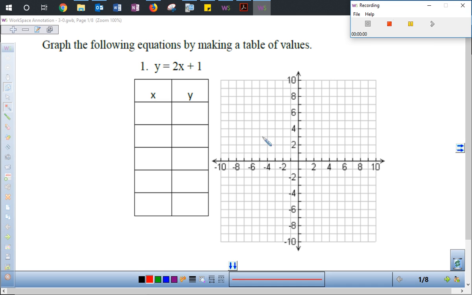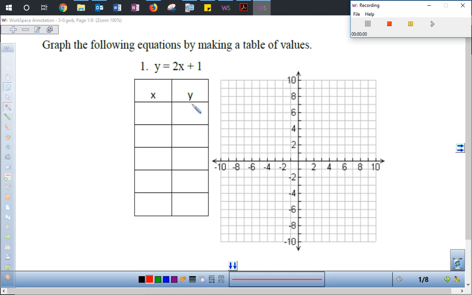Alright guys, today we're going to be graphing equations by making a table of values. On number 1, they gave us y equals 2x plus 1. Now they want us to take this and represent it graphically, which means show what it would look like if I were to graph it on this number grid. But to do that, they want us to make a table of values.